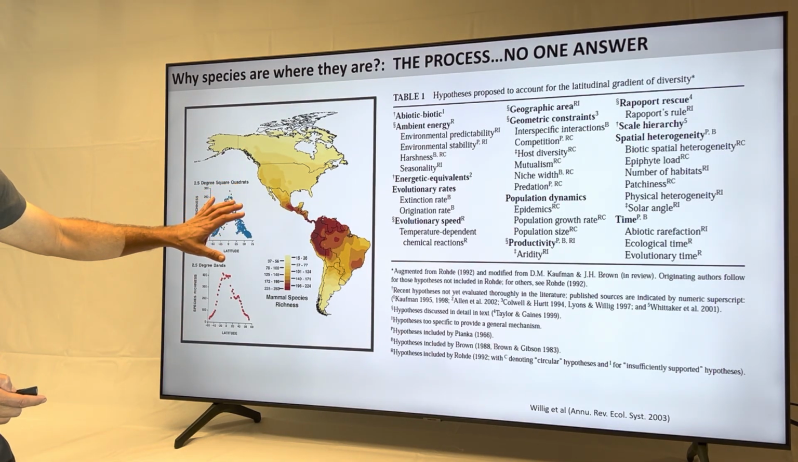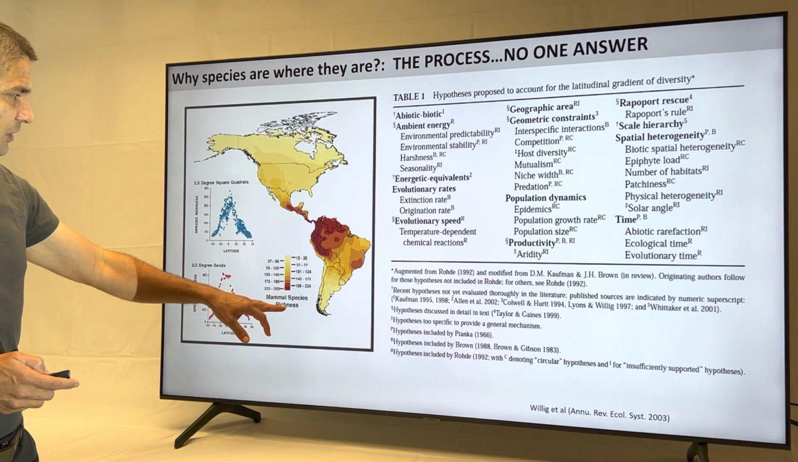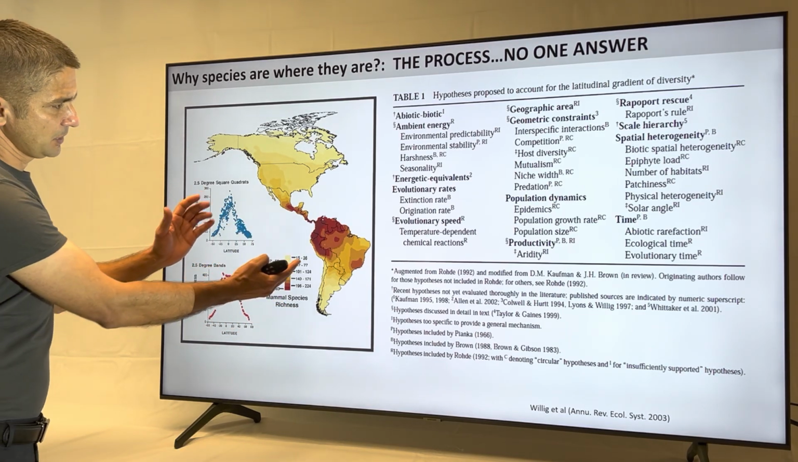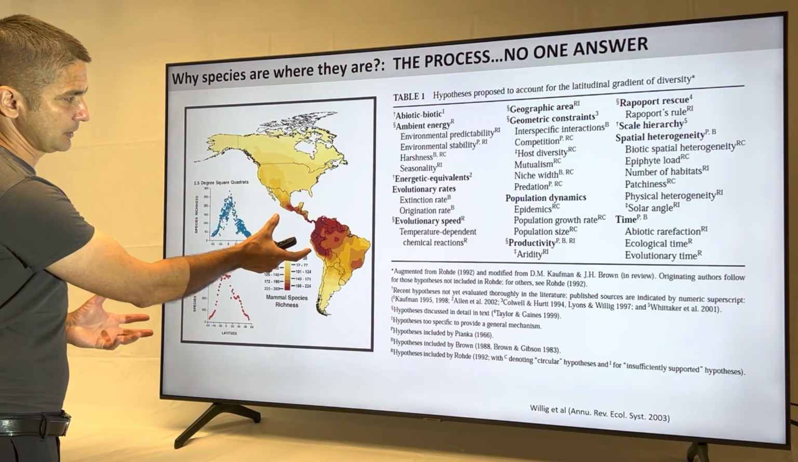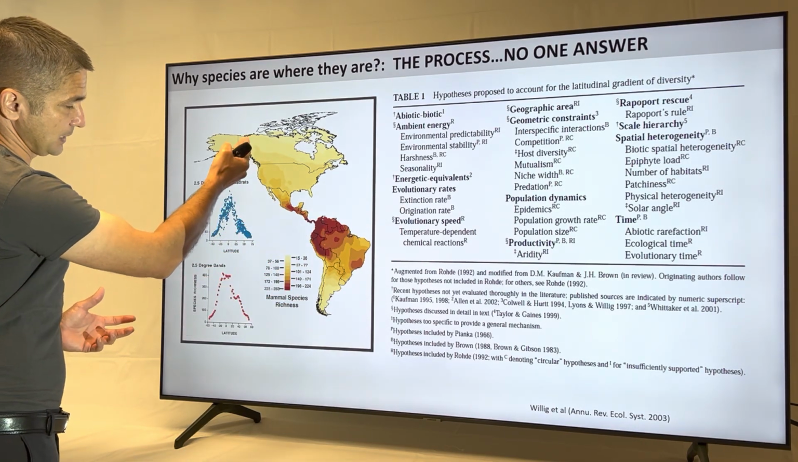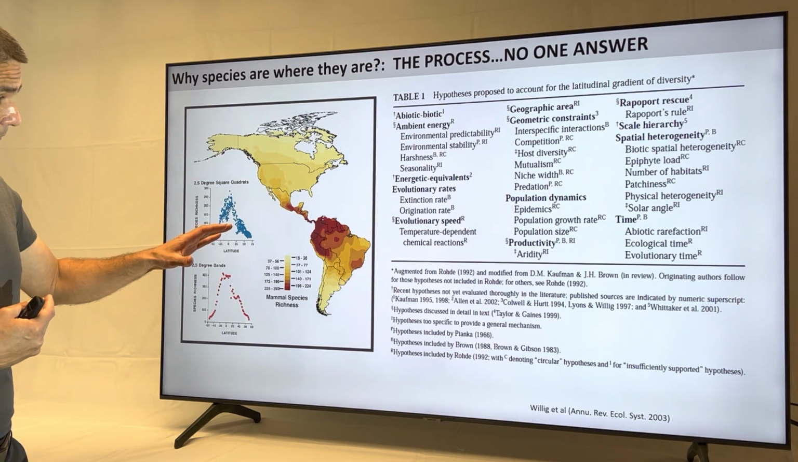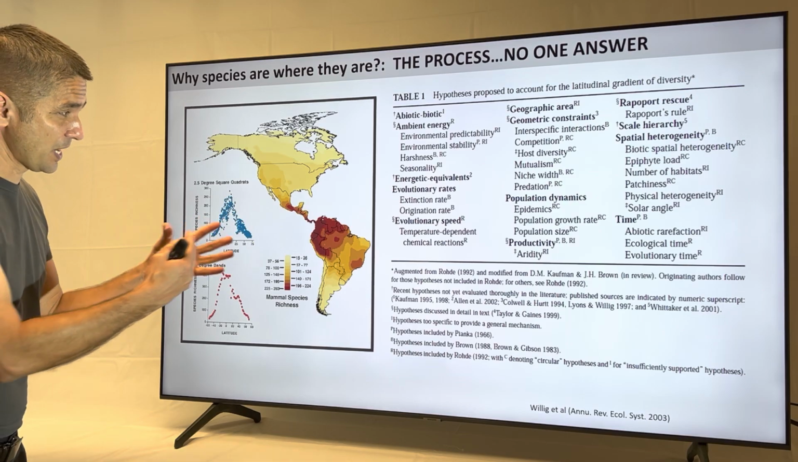Here is the pattern in 2 dimensions. This is mammals. This is the diversity of mammals. And you can see that the diversity of mammals, just like most other taxa, is higher in the tropics and it declines towards higher latitudes. But today we're going to be talking about the processes behind this pattern. What is driving this pattern?